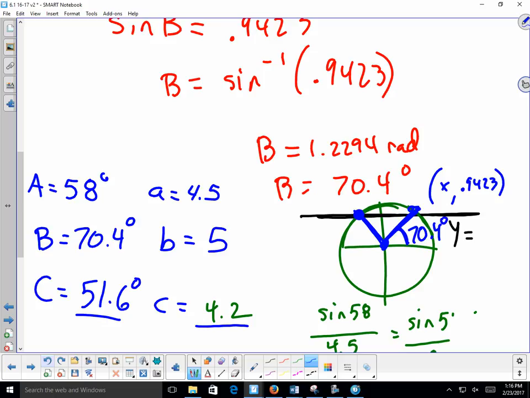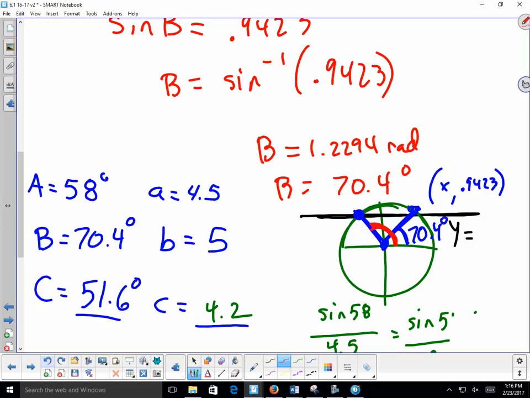I subtracted 90 minus 70.4, and then the difference of that I added on to 90. So we're talking about this angle right here? I don't think we want 90 minus 70.4. All right, how about we just say 180 minus 70.4? Don't we want the supplement? We want the supplement of this angle.